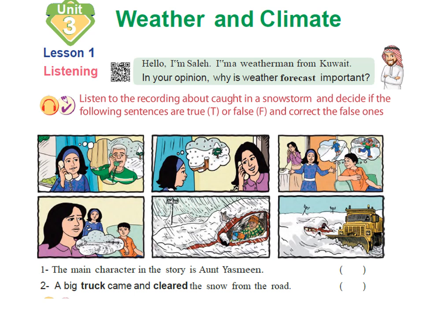After we listen to the recording, let's answer the following questions. The main character in the story is Aunt Yasmin. It's wrong. Number 2. A big truck came and cleared the snow from the road. It's right. Okay?